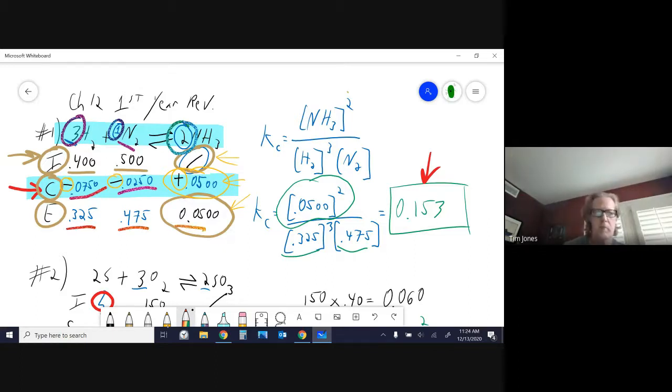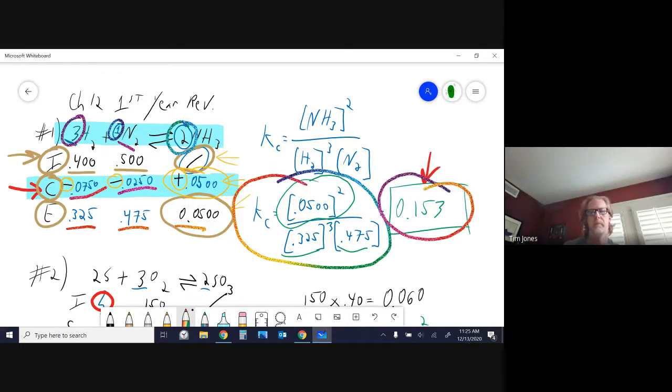Write out your K expression here. Remember, it's always products over reactants, and the coefficients become exponents, and you end up multiplying all your products and multiplying all your reactants. Don't put pluses in there. That's a common mistake. So there's my expression. I plug in my values here from the equilibrium row of the ICE chart, solve for the answer 0.153. Right there.